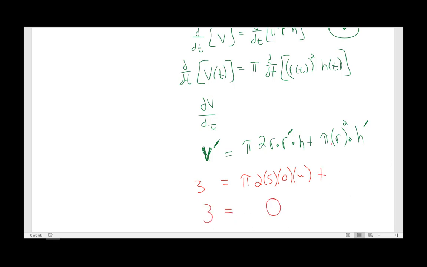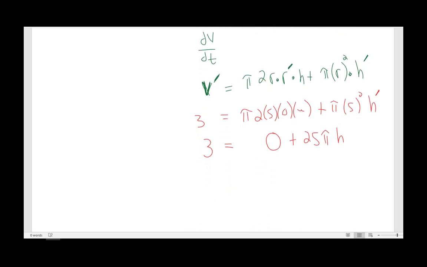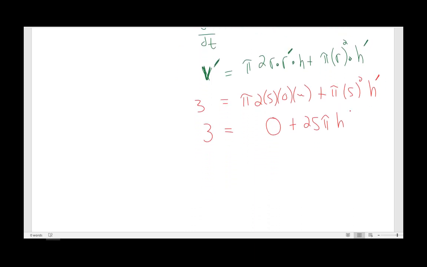All right, now again, radius we knew was 5. And h prime is what I'm looking for. I'm looking for how fast the height changes while the volume is filling the tank at 3 cubic meters per minute. So we can see that we can now solve for h prime.